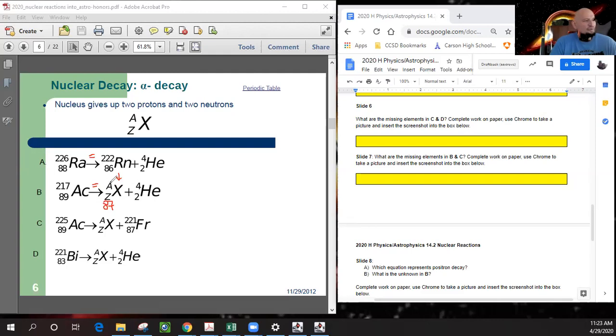So in order for this to work, this has to be what, 213? So we're going to put in here 213. So 213 plus 4 is 217. So the question is, what has atomic number 87?